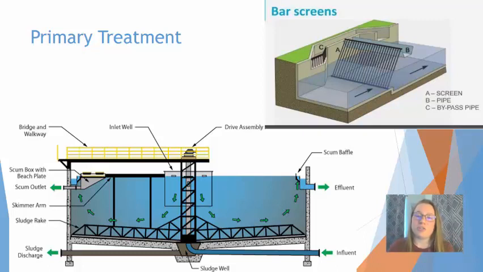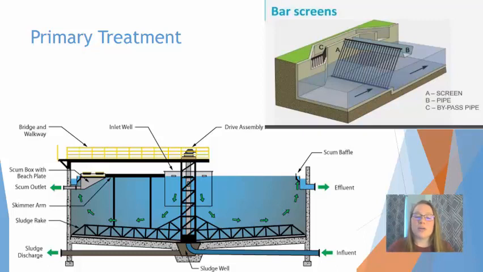Another step in primary treatment would be this primary clarifier. Now, not all wastewater treatment facilities have primary clarifiers. The main goal with them is to remove any grit and any fats, oils, or greases.